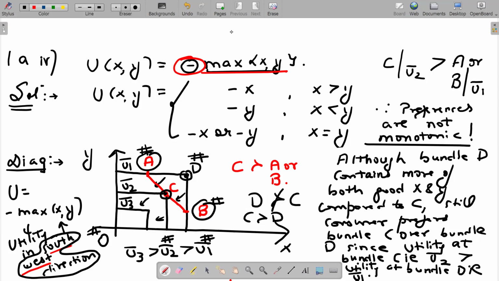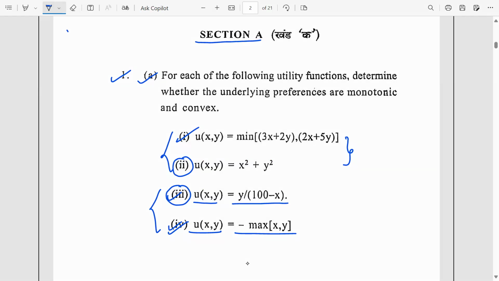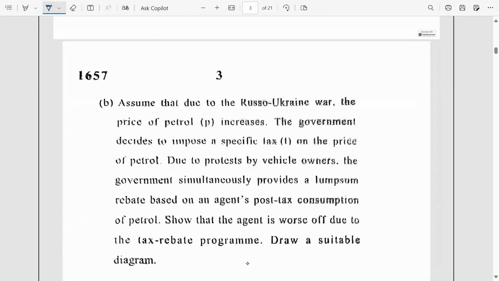Okay, so with this, we are done with question number 1, part A completely. In this lecture, I have solved part 3 and 4. Now, in the next lecture, we are going to look at question 1, part B. I stop in this lecture.